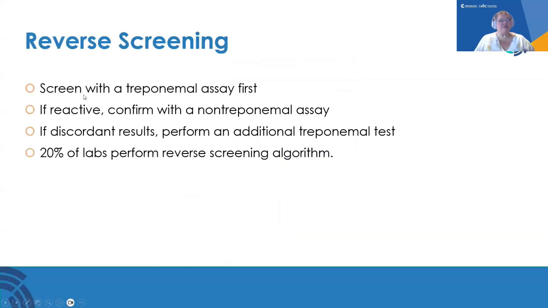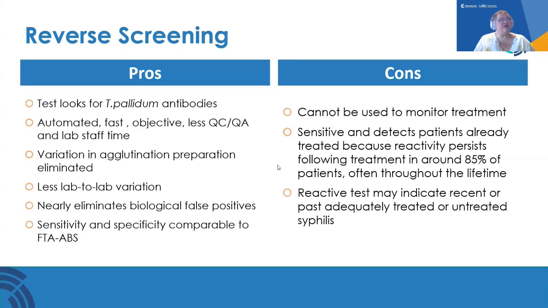For reverse, you're screening first with the specific treponemal test, the one that's looking at those antibodies. Then if it's reactive, it's going to trigger the RPR or VDRL so that you can titer out how much bacteria is in the bloodstream. 20% of labs use the reverse screening algorithm. This is traditionally done whenever you live in an area that has a high prevalence because it is more specific.